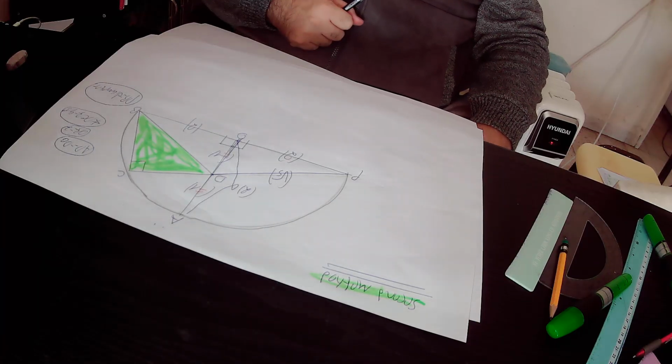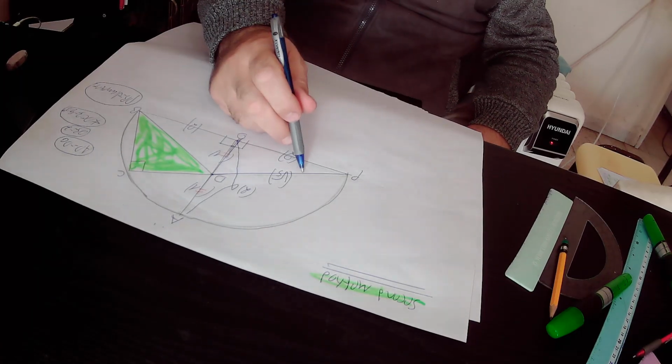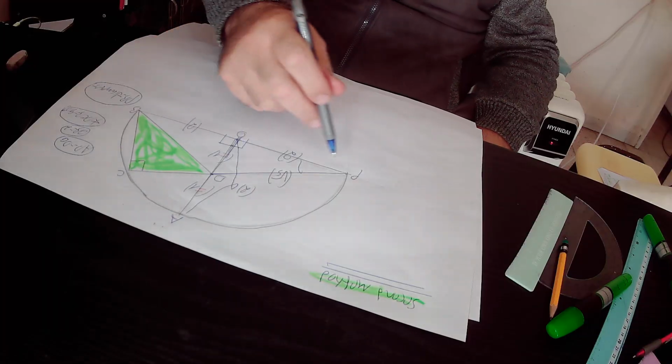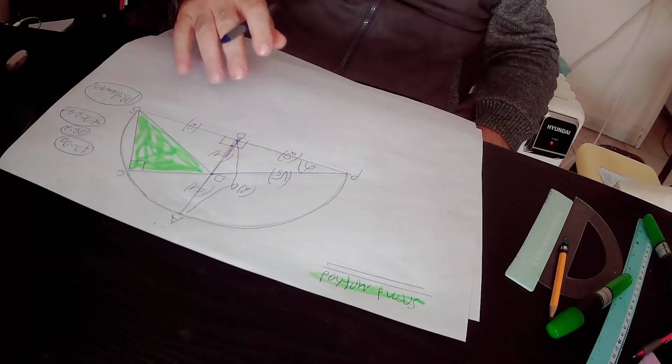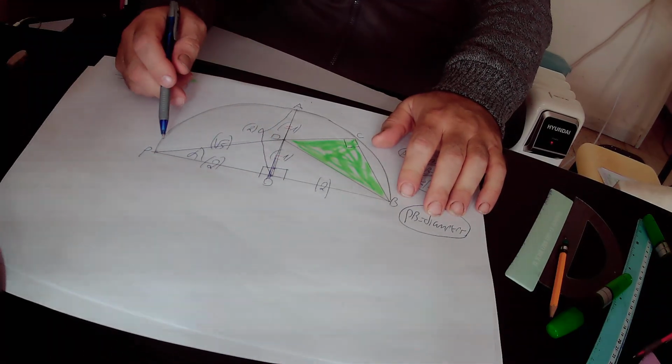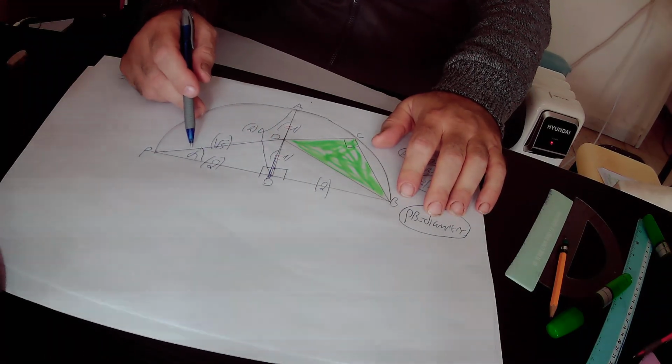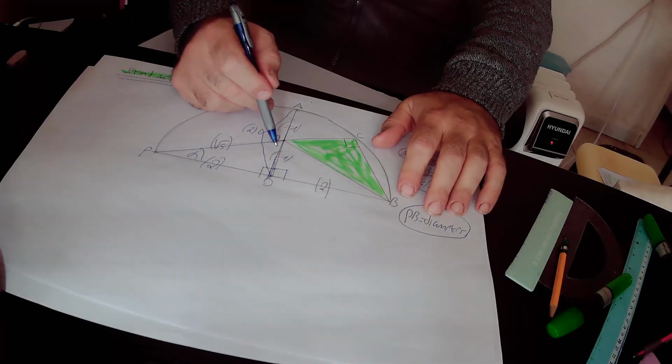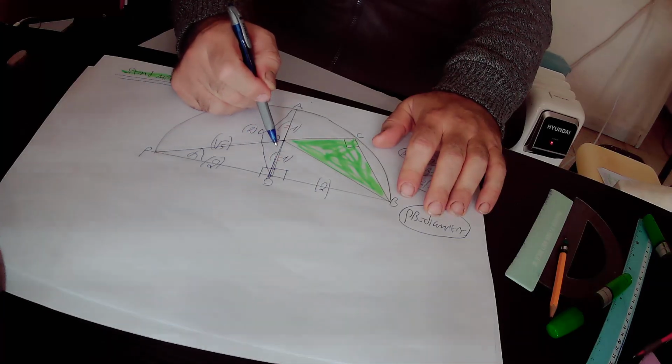In the next step, we define this angle DPO as alpha, and we focus on this small right triangle PDO. In the small right triangle PDO, this angle equals alpha, this angle equals 90 degrees, and therefore this angle must be equal to 90 degrees minus alpha.